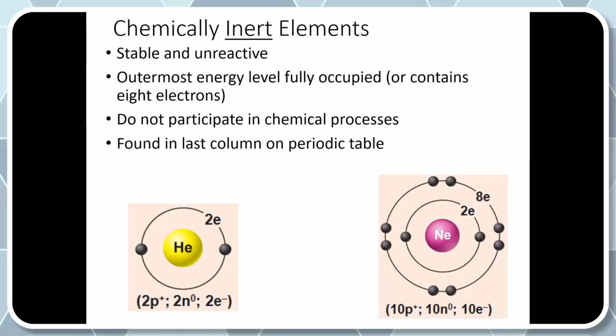So when we look at elements, chemically inert elements are stable and unreactive because that outermost energy shell is fully occupied or contains 8 electrons. These guys are found in the last column on the periodic table. They're the noble gases. They're called noble because they don't participate in chemical processes. So here in this slide, we've got helium on the left-hand side. It's in that first row on the periodic table, so it can only hold 2 electrons in its outer shell. In the second image, we've got neon, and neon can hold 8 electrons in its outer shell, and both of those outer shells are full, so these are chemically inert elements.